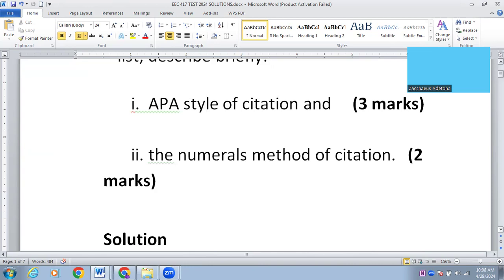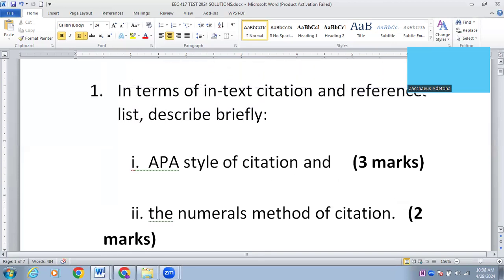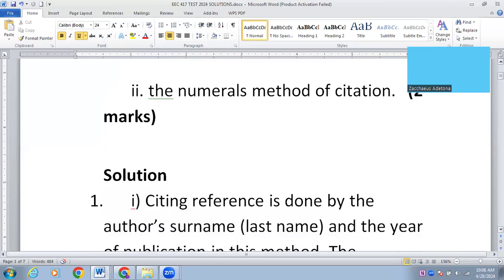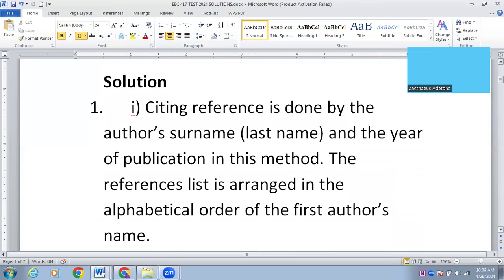So let us see the solution to the first problem. We want to describe the APA style of citation in terms of the in-text citation and the references list, how to do the reference briefly. So for the in-text citation, we cite the reference by the author's name, that is the last name, or what we call the surname, only without the initials. And then we put the year along with it. So author's name and the year of publication is what we need to do the in-text citation.